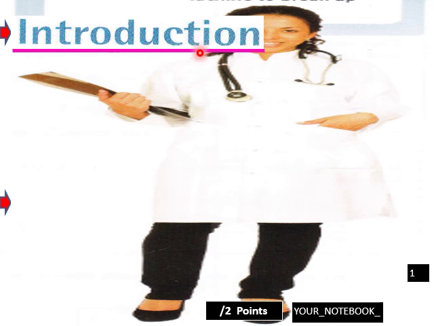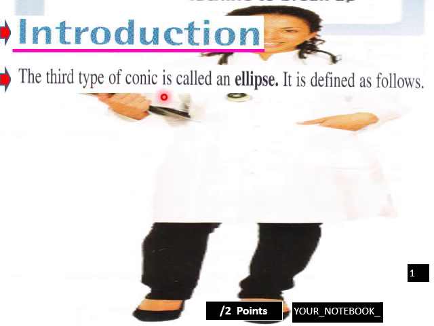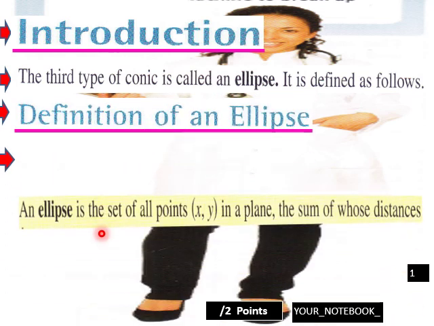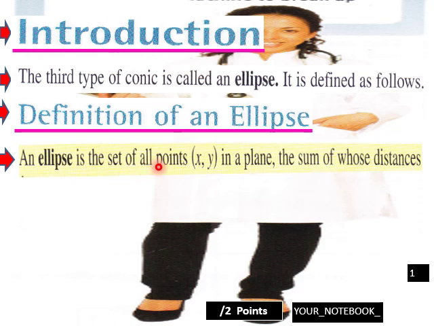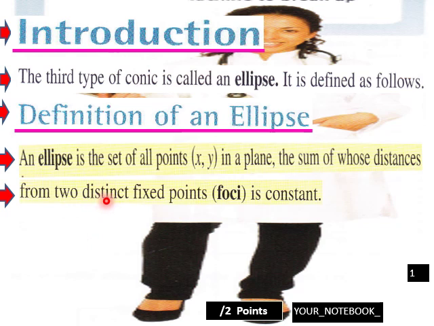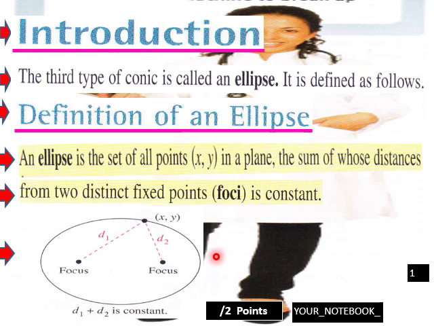And now on to our first slide in our notebook. Students, have your notebook out. Introduction. The third type of conic is called an ellipse. It is defined as follows. The definition of an ellipse is the set of all points (x, y) in a plane, the sum of whose distances from two distinct fixed points, or foci, is constant. So here is a diagram of two foci on an ellipse. This distance, d1 plus d2, is a constant.